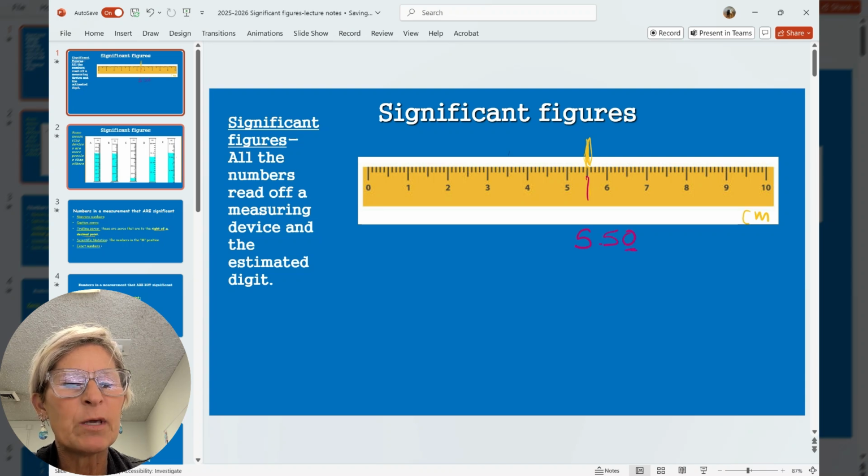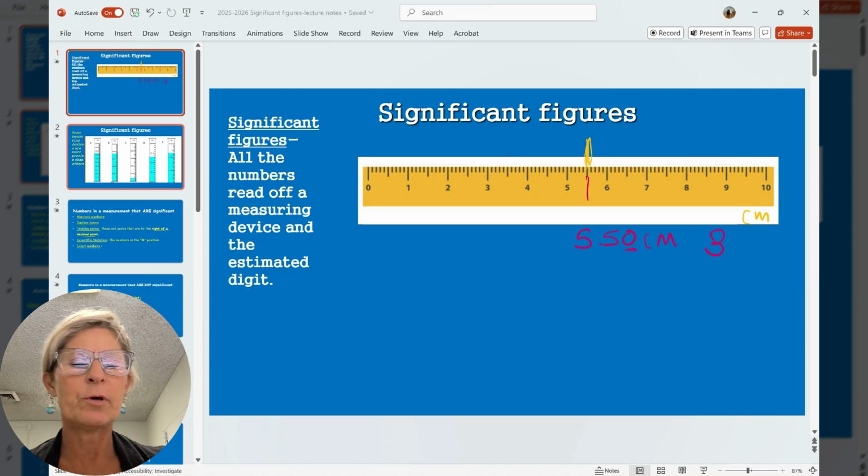We always estimate the very last digit. So if whatever you're measuring falls directly on a tick mark, that's your last digit read off the measuring tool, and we always estimate the last digit. So this measurement would have three significant figures. Sometimes they call them sig figs or significant digits. I usually call them sig figs. So this measurement would have three sig figs.